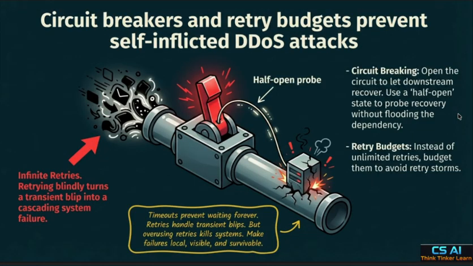The mesh also protects you from yourself with circuit breakers and retry budgets. Retrying blindly turns a transient blip into a self-inflicted DDoS attack. A circuit breaker detects when a downstream service is failing and flips to open to let it recover. It uses half-open probes to test for recovery without flooding the dependency. Retry budgets ensure that you only retry what you can afford, making failures local, visible, and survivable.